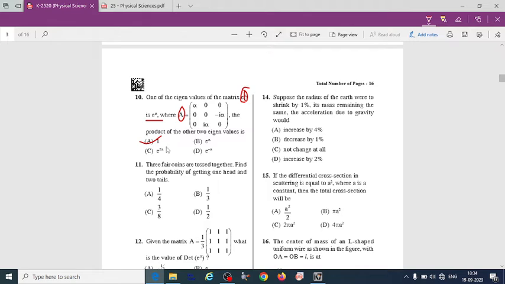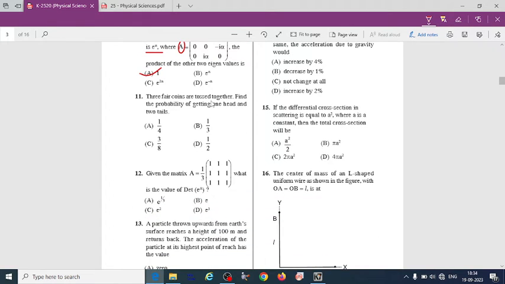option A, 1. 3 fair coins are tossed together. Find the probability of getting 1 head and 2 tails. So here the answer is 3 by 8. 3 fair coins has been used and probability of getting 1 head. So outcomes will be head or tail, 2 outcomes. So probability of getting 1 head and 2 tails is 3 by 8.